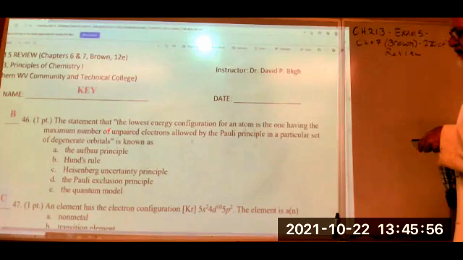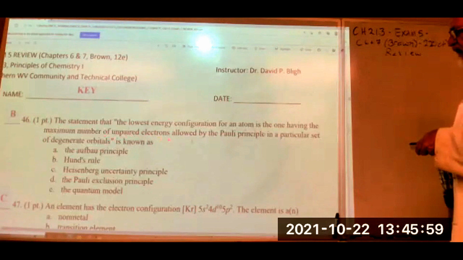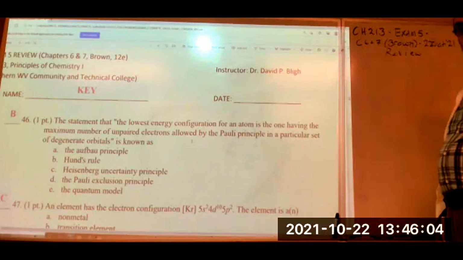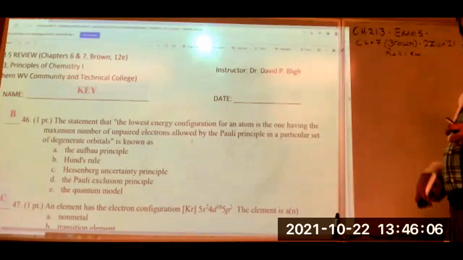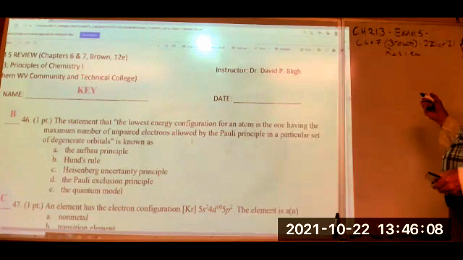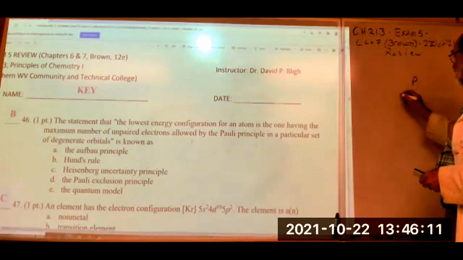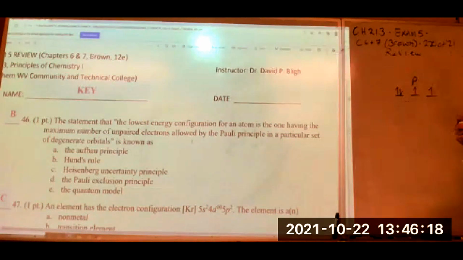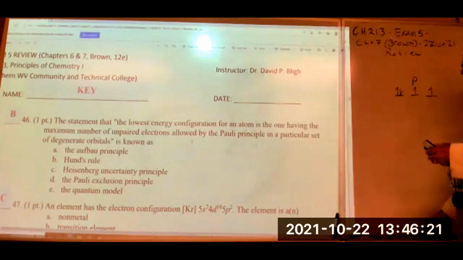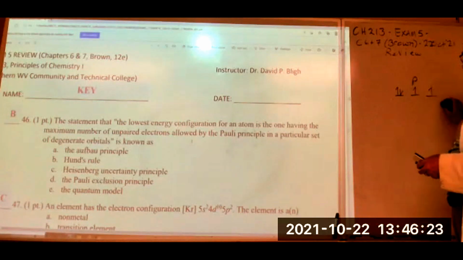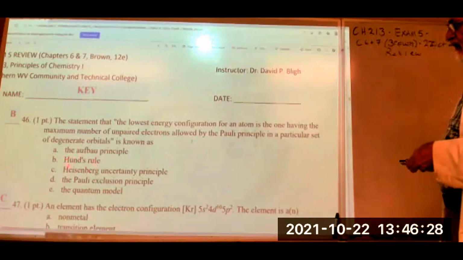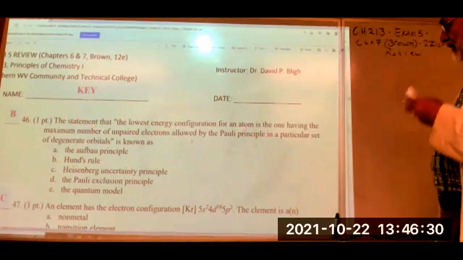Here's the key. Maximum number of unpaired electrons. When you say unpaired electrons, in this context, you're talking about Hund's rule. Remember when we were filling up orbitals? Like if you have a p orbital, then you can put them in like that, like that, like that. Then you can go back and start pairing them up. Lowest energy possible is unpaired first, then you can pair. So this is B, Hund's rule, is best associated with that statement.